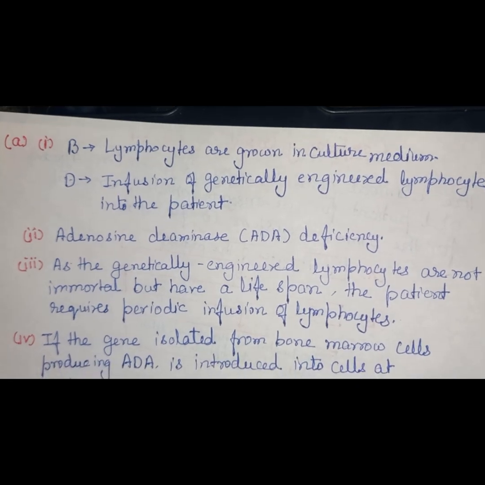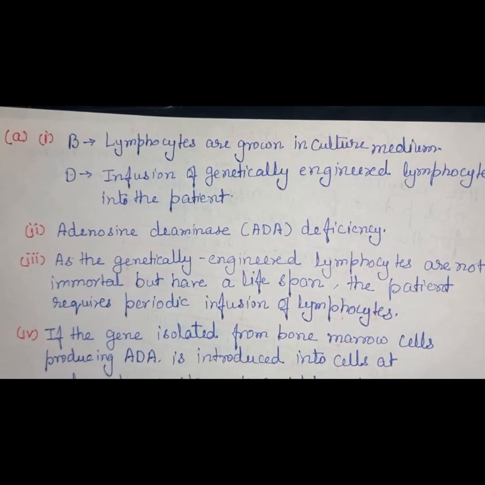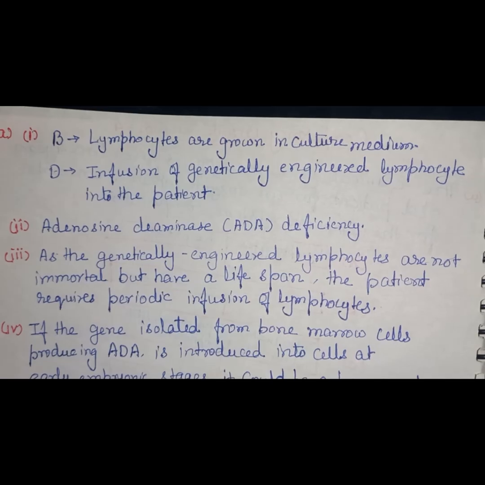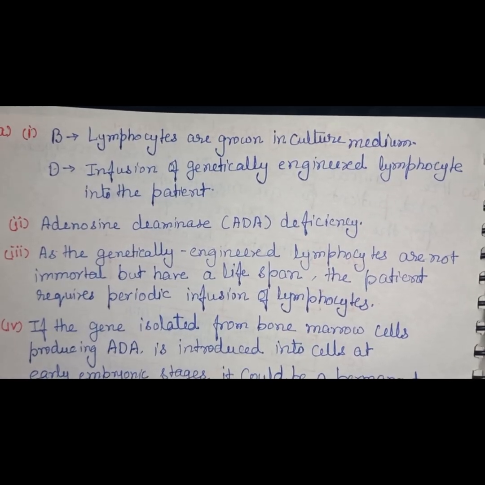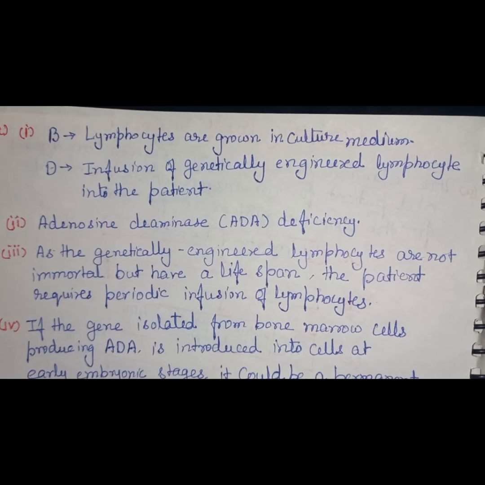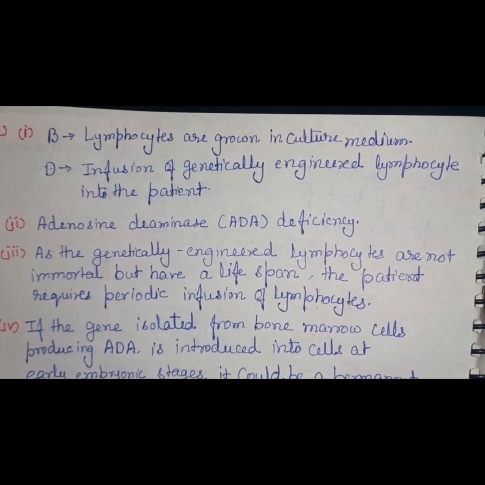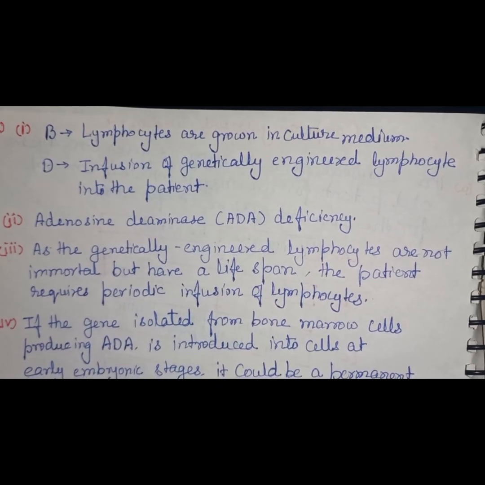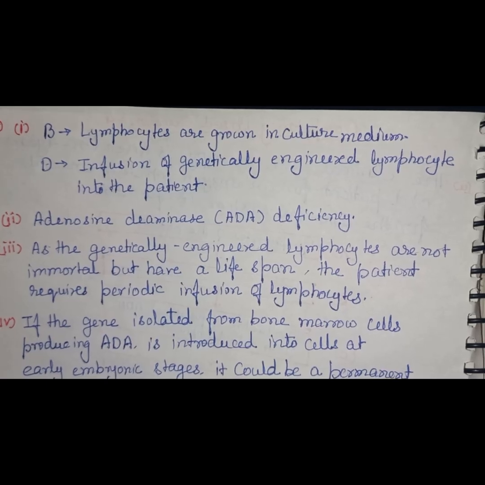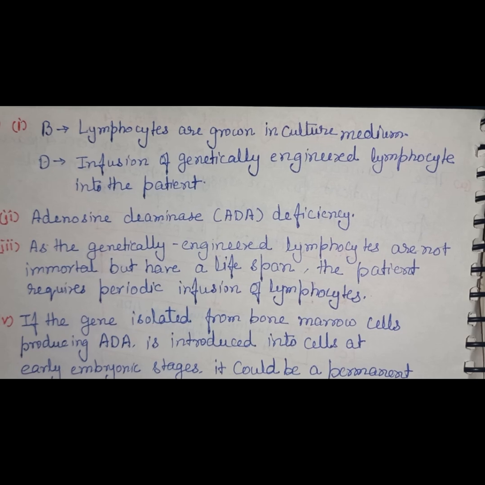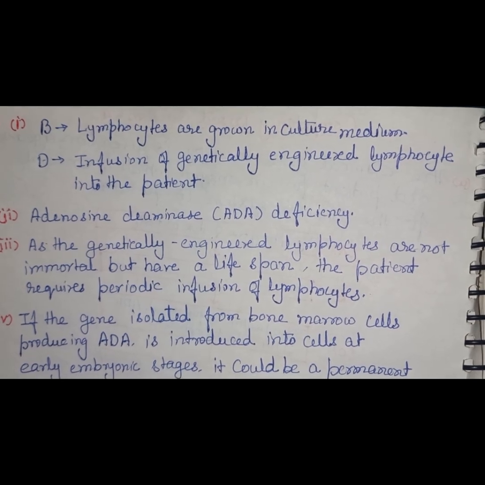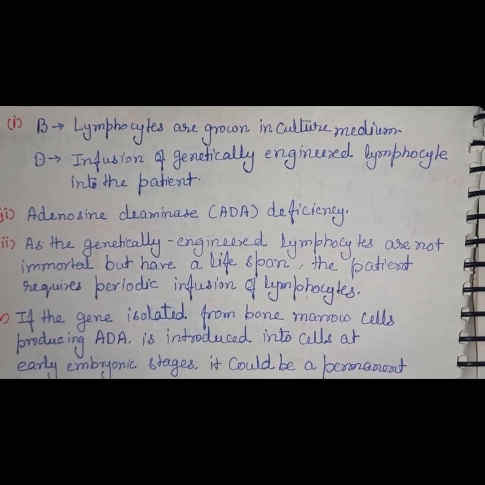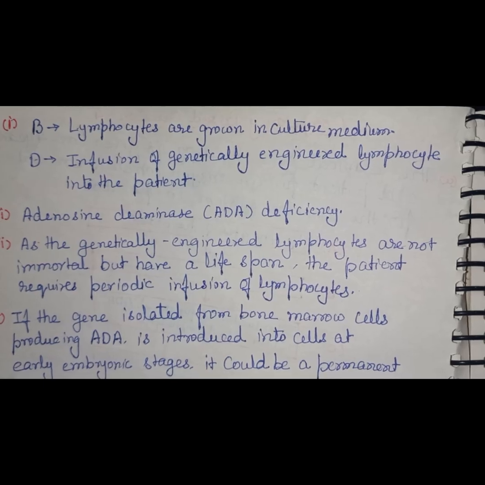Now part B is already clear, that lymphocytes are grown in a culture medium. In the first part we take the lymphocytes from the patient and then they are grown in a culture medium. Then we put the ADA gene inside that DNA part and then infuse the genetically engineered lymphocytes into the patient. Actually, this disease is called adenosine deaminase deficiency.